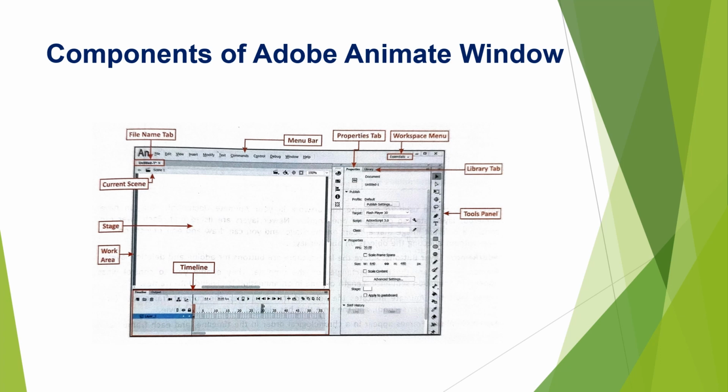Workspace menu. It allows you to switch between workspaces and to create new ones. Timeline. It is used to design the timing for the sequence of the movie. In this part, frames are highlighted and you can choose them to play the movie.